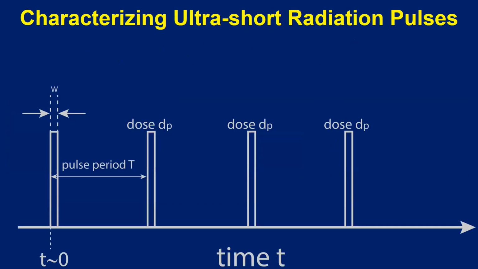Next, we show you how to characterize ultra-short radiation pulses. Because the pulse width W is so small compared to any other time scales in the study, we can ignore it. That leaves only two variables to consider. One is the dose per pulse, dP. The other one is the pulse period between two adjacent pulses. We denote it as T.